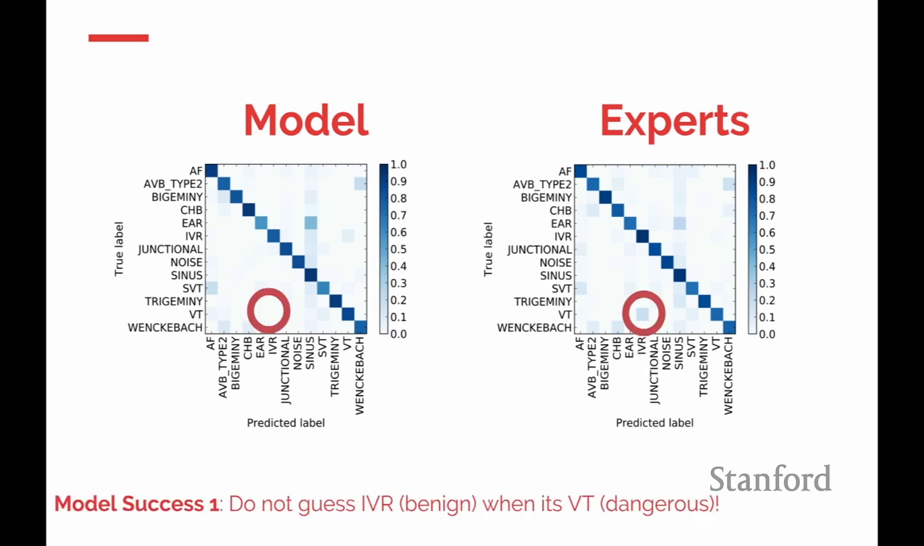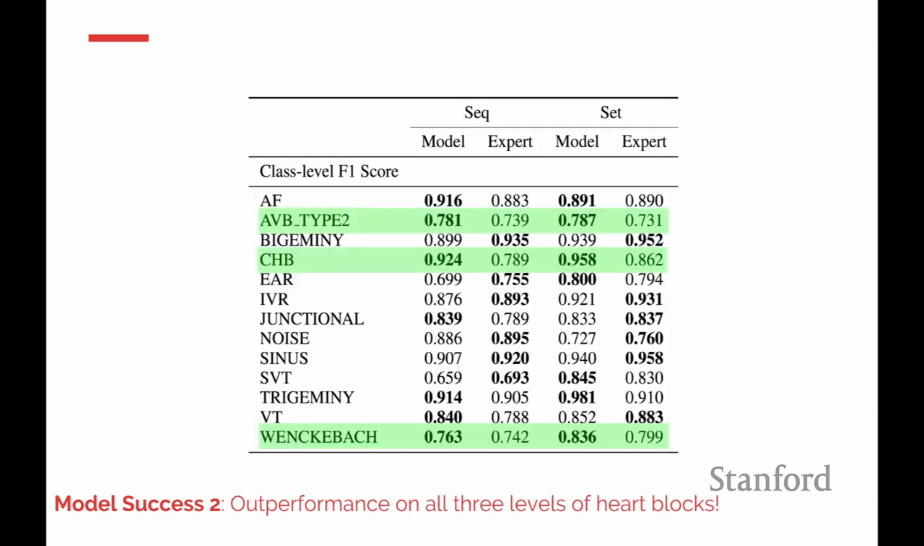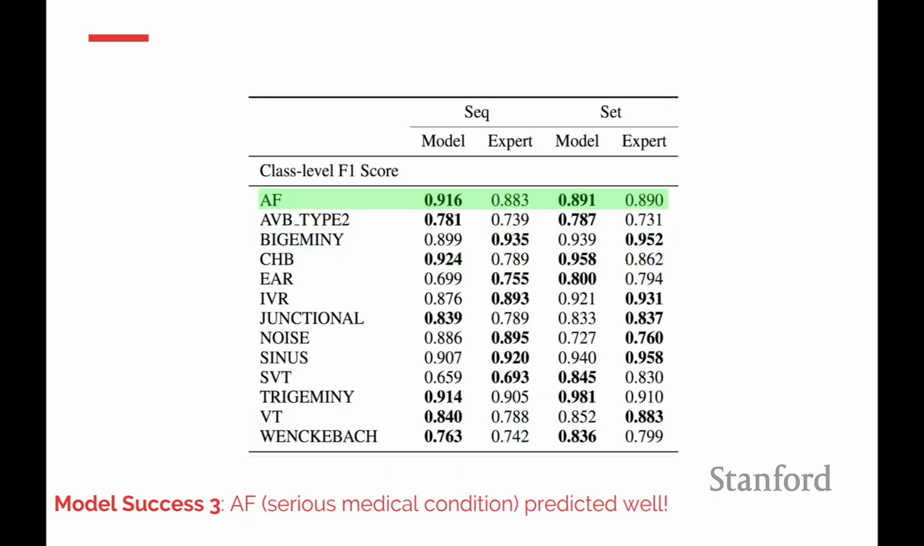Here's another case where the model is not making a mistake, which the experts are making. And turns out this is a costly mistake. This is saying a benign heart rhythm, or what experts thought was a benign heart rhythm, was actually a pretty serious one. So that's one beauty of automation, is that we're able to catch these misdiagnoses. Here are 3 heart blocks, which are clinically relevant to catch, on which the model outperforms the experts. And on atrial fibrillation, which is probably the most common serious arrhythmia, the same holds.